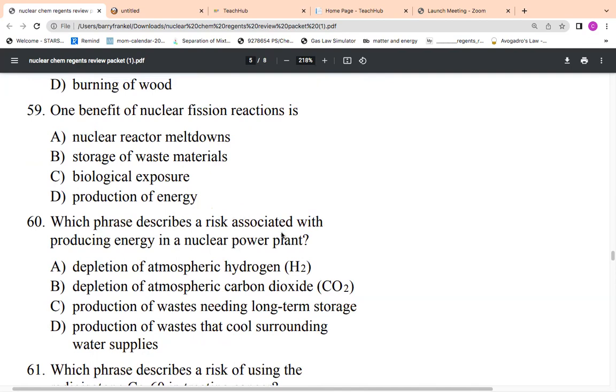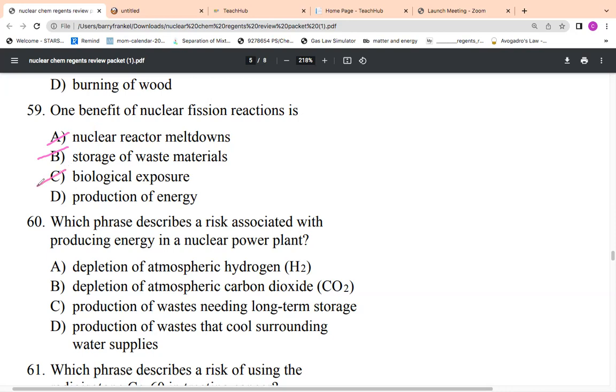59. One benefit of nuclear fission reactions is, so choice A, nuclear reactor meltdowns. This is not a benefit. This is a terrible thing. Okay. So this is when something goes just absolutely wrong in a nuclear power plant. Similar to Chernobyl. Benefit of nuclear fission, storage of waste materials. This is not a benefit. Having to store radioactive waste materials is not a good thing. It poses a big problem for nuclear fission. Okay. Biological exposure. You don't want to be exposed to anything that is radioactive.